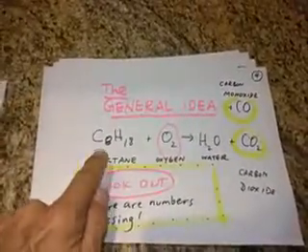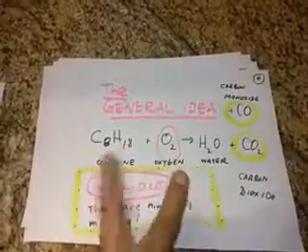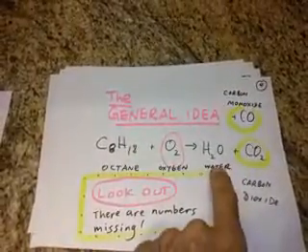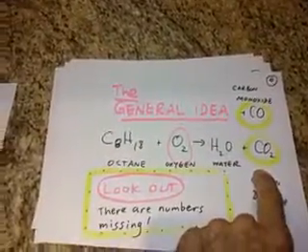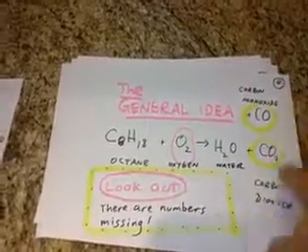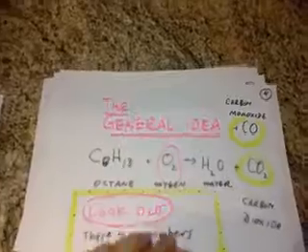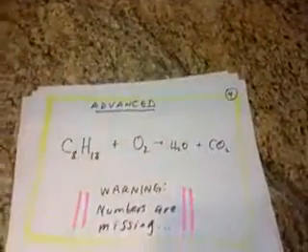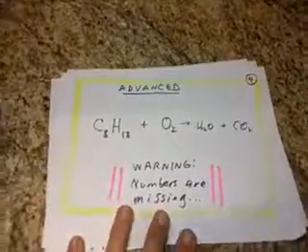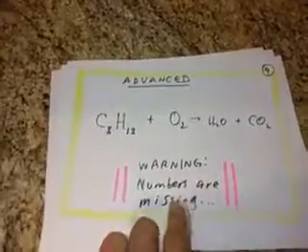Video, we ended with this general idea that you've got octane, oxygen. When you burn them, you get water and carbon dioxide, a little bit of carbon monoxide. So let's now go deeper. We really want to say that some numbers are missing.